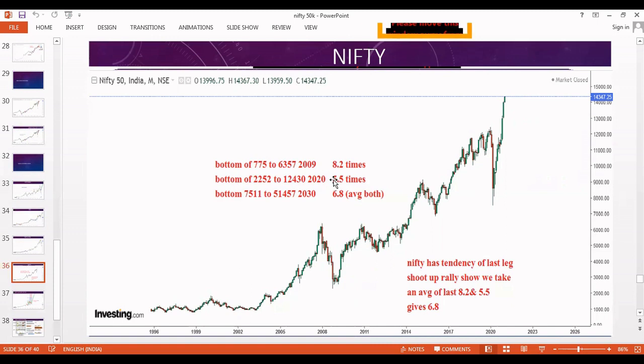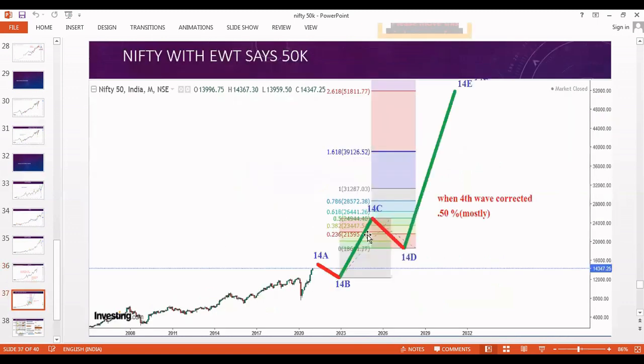If we take an average of 5.5 times and 8.2 times, it will be somewhere around 6.8. So if we multiply 7,511 with 6.8, we get an average high of 51,457. And the extension wave of Nifty gives me a target of 51,800.